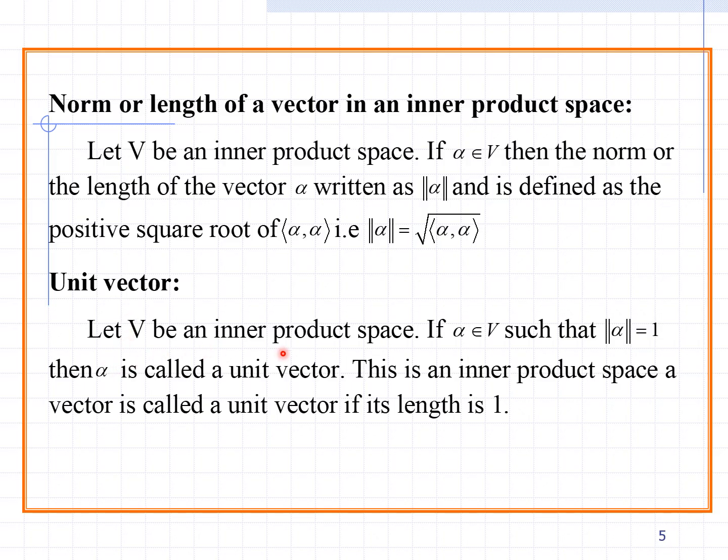Let V be an inner product space. If alpha belongs to V, V must be an inner product space. Why? Because once it is an inner product space, it compulsorily satisfies the four properties: the symmetry property, the linear property, and positivity, and the inner product of alpha comma alpha equals 0 only if alpha is 0. If alpha belongs to V such that norm alpha equals 1, then alpha is called a unit vector. A vector is called a unit vector if its length is 1. Unit means 1. So whenever norm alpha equals 1, it is treated as a unit vector.